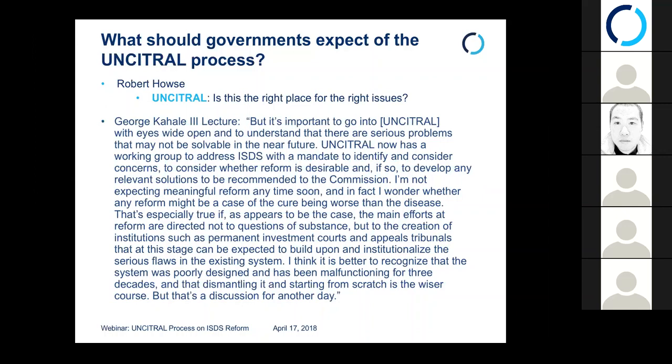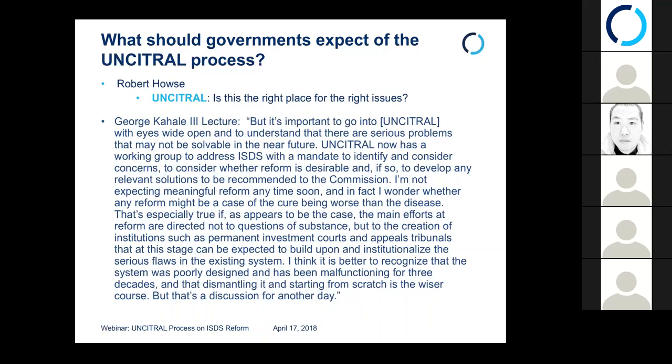and I'll just read it quickly, but it's important to go into UNCITRAL with eyes wide open and to understand that there are serious problems that may not be solvable in the near future. UNCITRAL now has a working group to address ISDS with a mandate to identify and consider concerns, as Natalie just noted, to consider whether reform is desirable, and if so, to develop any relevant solutions to be recommended to the Commission. I'm not expecting meaningful reform anytime soon, and in fact, I wonder whether any reform might be a case of the cure being worse than the disease.